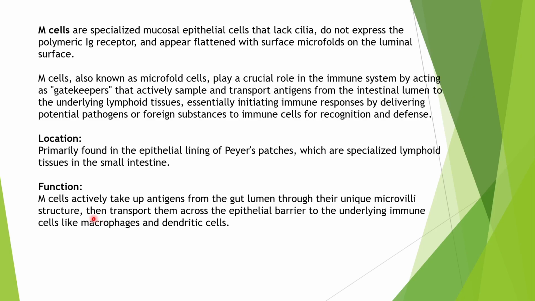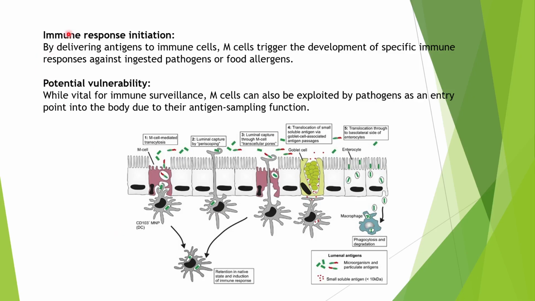lymphoid tissue underlying it. Then they transport them across the epithelial barrier to the underlying immune cells like macrophages and dendritic cells. Immune reaction initiation: by delivering antigens to the immune cells, M cells trigger the development of specific immune responses against ingested pathogens or food allergens.